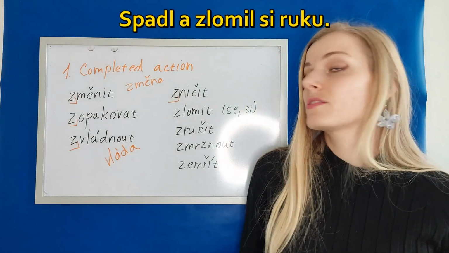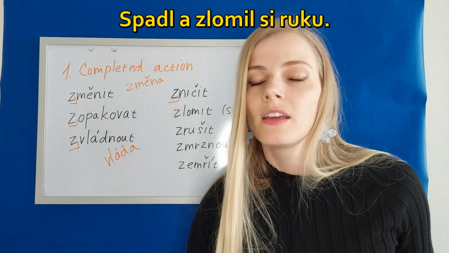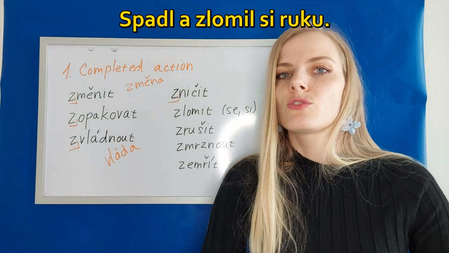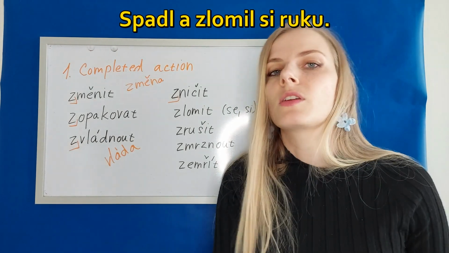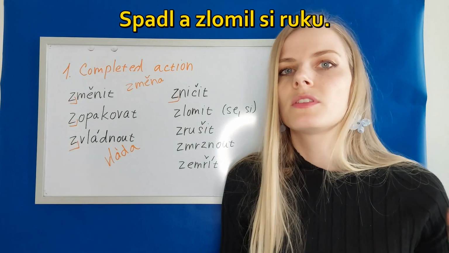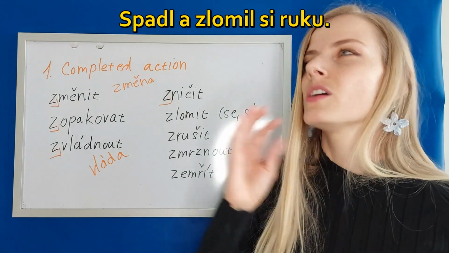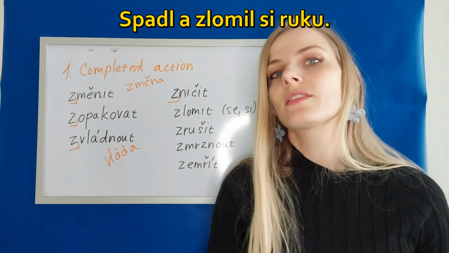Or zlomit si, to break something that belongs to you, usually a body part, bone. Spadl a zlomil si ruku. He fell and he broke his arm. Zlomil si ruku. He broke his arm. He broke the arm to himself. Ještě jednou. Spadl a zlomil si ruku.